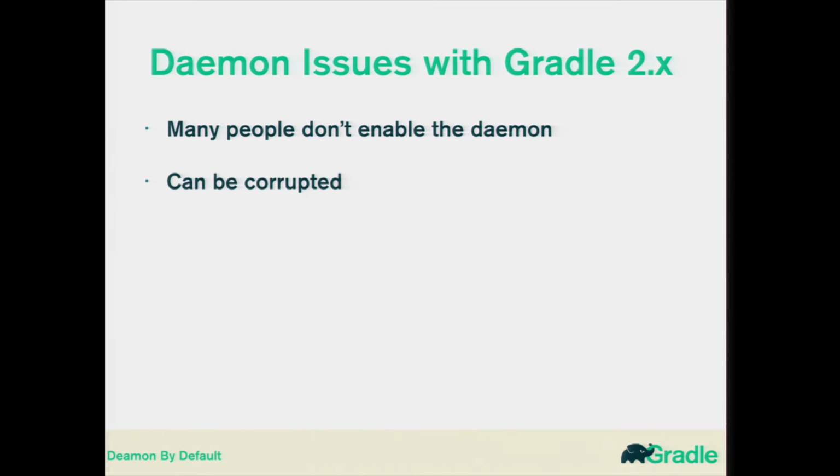The daemon can also be corrupted by leaky extensions. For example, when you do a non-forked compile with leaky annotation processors or apply leaky plugins, in such cases Gradle stops working. This is not good. And on top of that, it is very hard for a developer to figure out what is going on when this is happening. So when there are problems with the daemon, they are opaque.